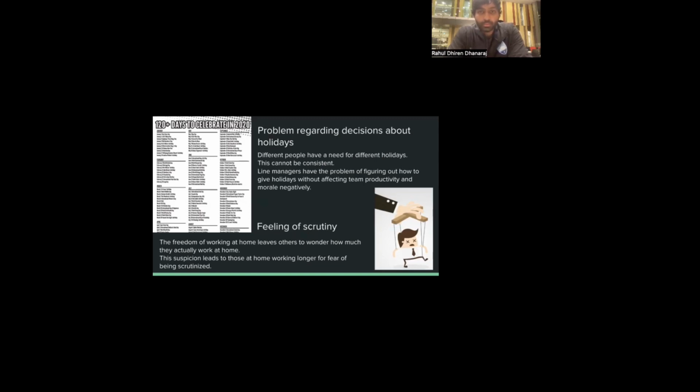The fourth point I'll be talking about is a feeling of being scrutinized, a minor problem talked about. Given that employees are working from home, the perception that they could have done more hours at home could fester in those who work in physical offices. This feeling could lead to pressure felt by remote employees. This too needs an answer, but it's not a major problem at the moment.